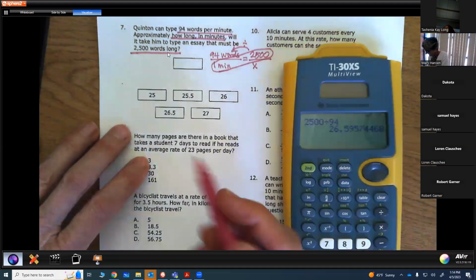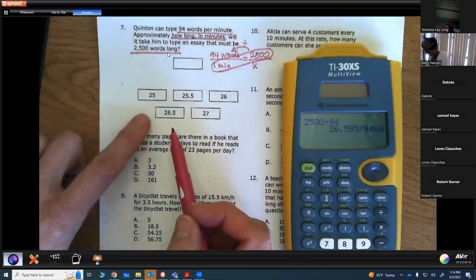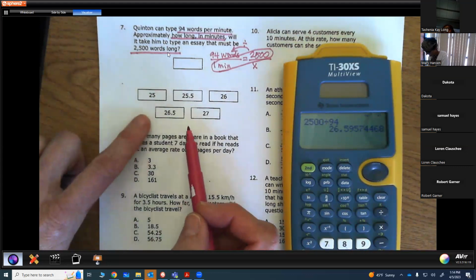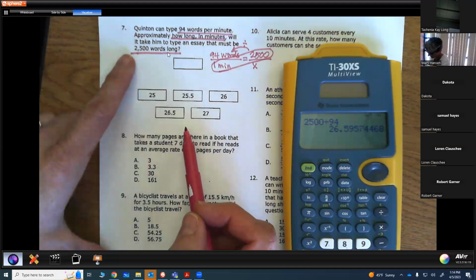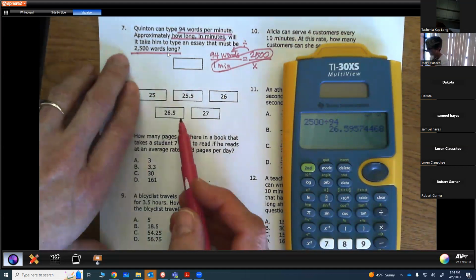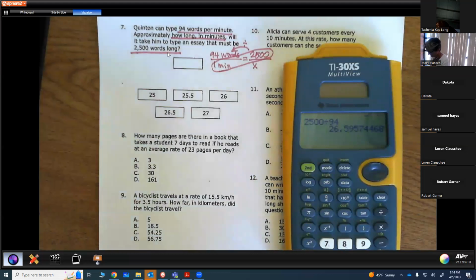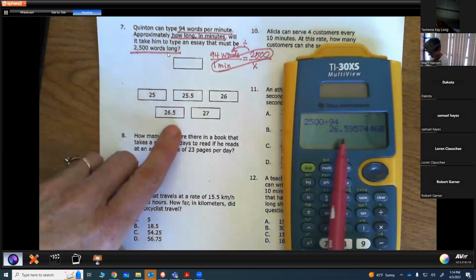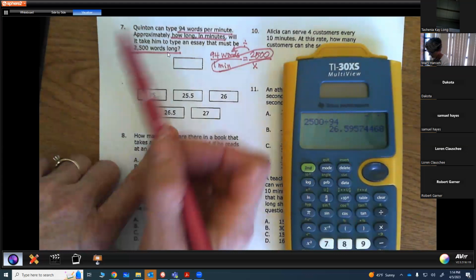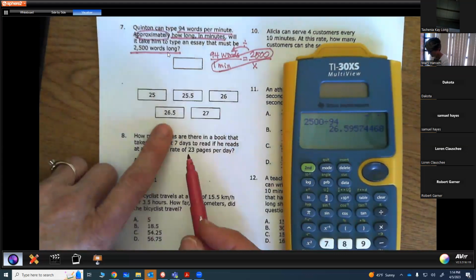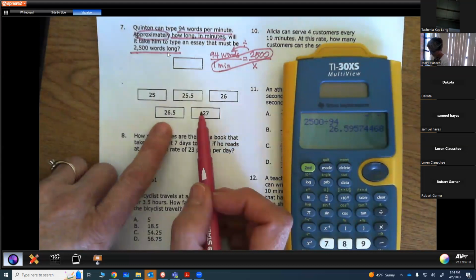Looks like they're rounding this to the nearest, what are they rounding it to? Approximately how long in minutes? 26.5. Well, officially that would round to 26.6. Since it said approximately, I think you could justify either 26.5 or 27, I guess.